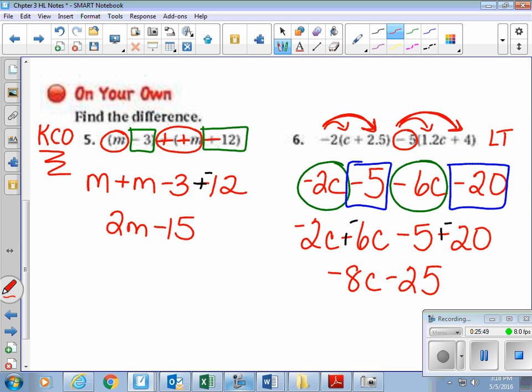If you only have to distribute the number here, then you would still use keep change opposite. Remember, if you have to distribute in the second expression, you're distributing a negative number, therefore after you do that, you're going to do your like terms.